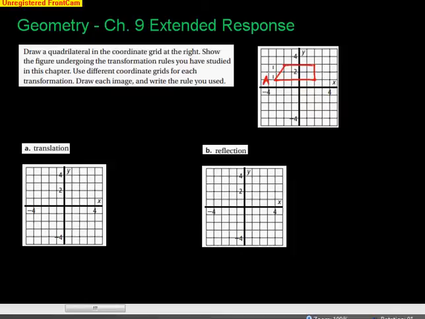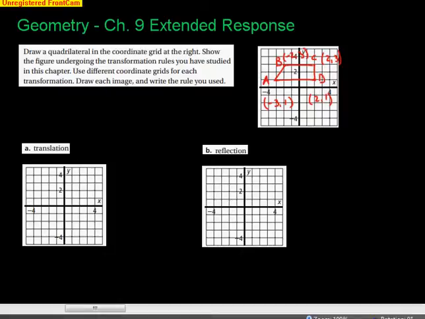And I'll label it A, B, C, D with the coordinates. A is at negative 3, 1. B is at negative 2, 3. C is at 2, 3. And D is at 2, 1. Again, it doesn't matter what you do, whatever you want to do. Okay, and now we're going to do each of these transformations. I invite you to create your own if you want to, but you can follow along with me.